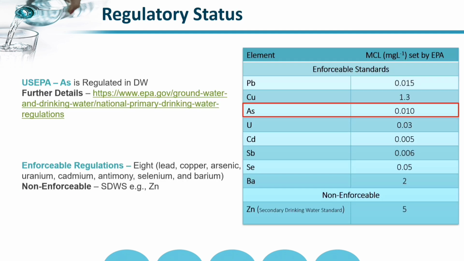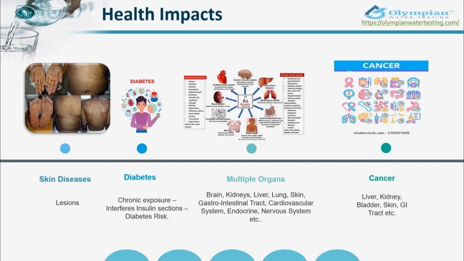Talking now about the regulatory status of arsenic in drinking water, EPA has established MCLs for various environmental contaminants, including arsenic in drinking water. More details can be found by visiting the provided URL of EPA, where you can find up-to-date details on MCLs of various known contaminants. EPA has set enforceable standards for the top 8 metals, and arsenic is among these metals whose concentration is regulated in drinking water by the EPA by setting an MCL of 0.01 mg per liter. For your information, I have provided both enforceable and non-enforceable MCLs of heavy metals in the table here.